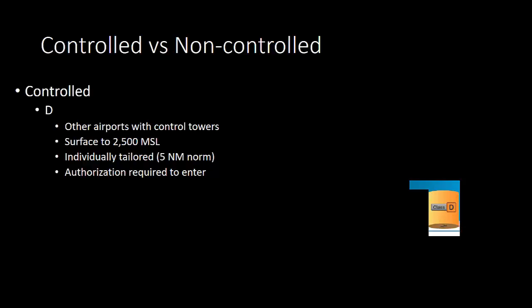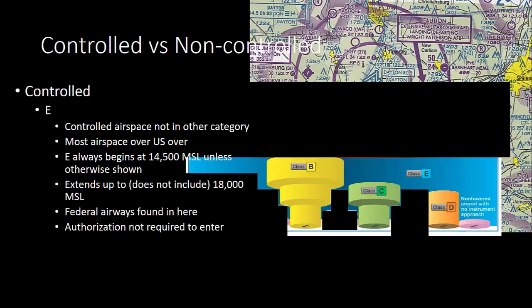Just like with B and C, you need authorization to enter Class D. There's no question about it. You have to get approval no matter where you're at.